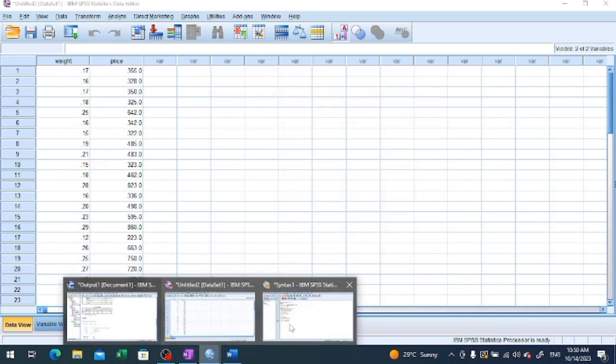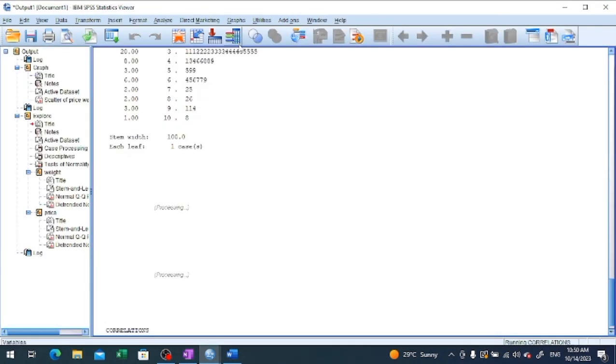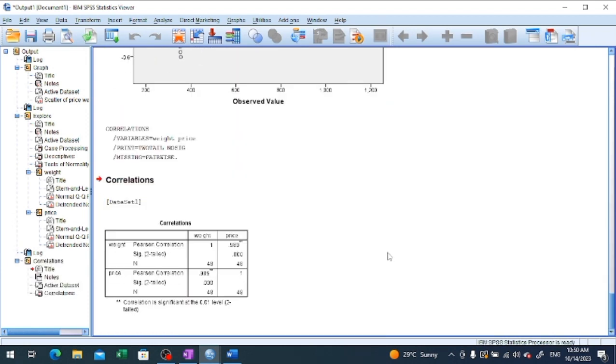Then we select this entire syntax and run the selection. This is how we get the coefficient of correlation values. On top of these values, you can see two asterisks indicated, and the description is given over here that correlation is significant at the 0.01 level of significance.